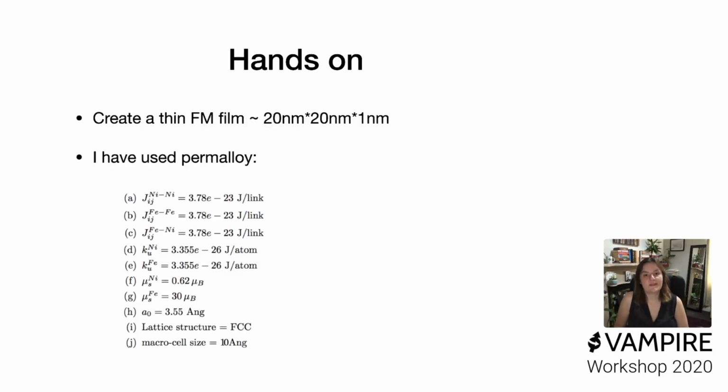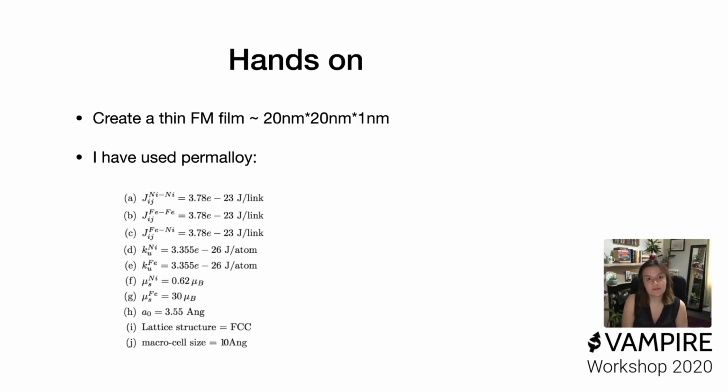So now what we want to do is test this theory. We want to test the dipole fields and see if they work. So we're going to create a thin ferromagnetic film. It's very thin, 1 nanometer in Z and 20 nanometers in X and Y, so the X and Y dimensions are much larger than Z.